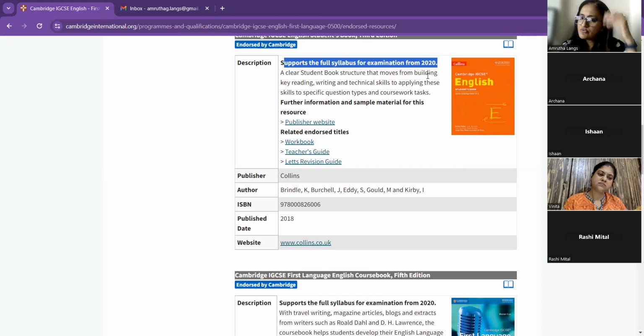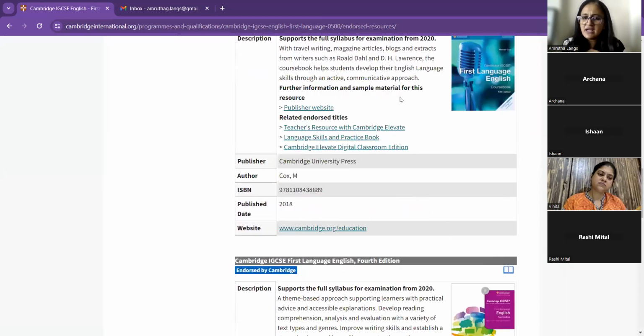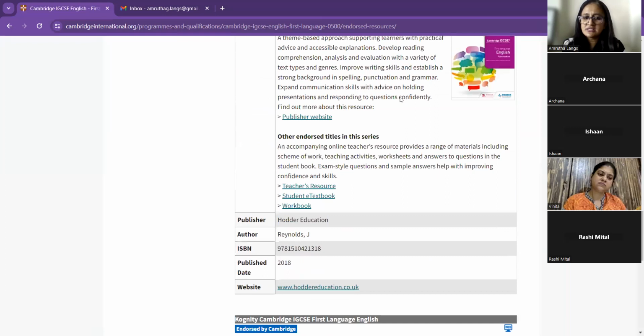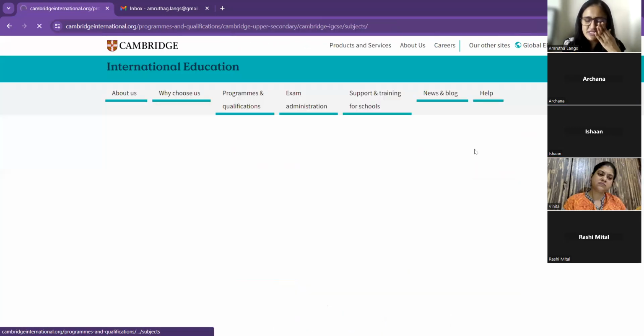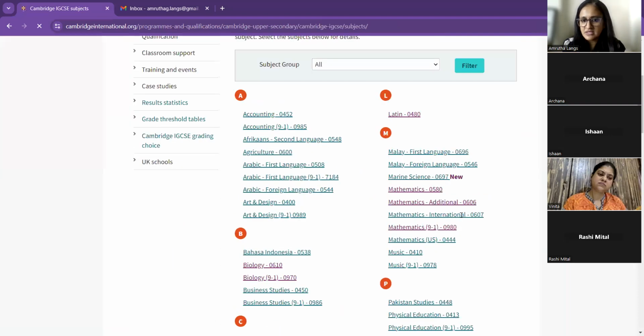From 2020, so from 2020 we are good. They have not said something like it's allowed till 2024 or something. Then if it's not mentioned, there is nothing to worry about, because they update every single tiniest detail on this website. Whenever in doubt, go on this website and check under the subject list. So enough of English, I will just show you the other subjects.